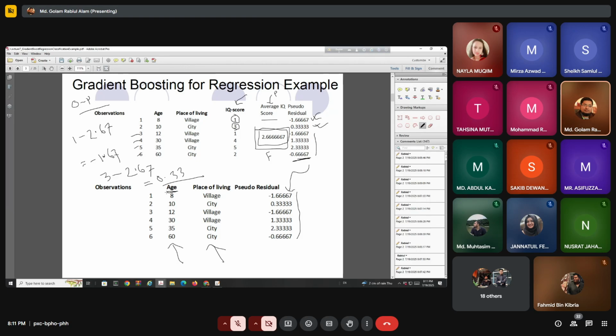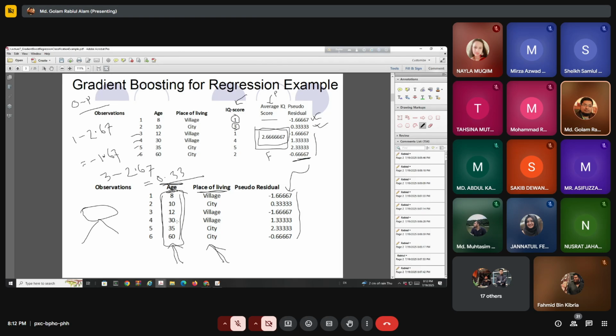So here is age, and this is place of living. So that means we have 2 variables. Now we have to construct our regression tree. At first we need to find out the root of the regression tree, and to find the root, we have to think about whether we should consider the age as the root or maybe place of living as the root. If we think about the age, we can see that all these are numeric values.